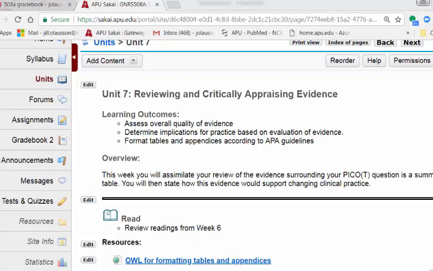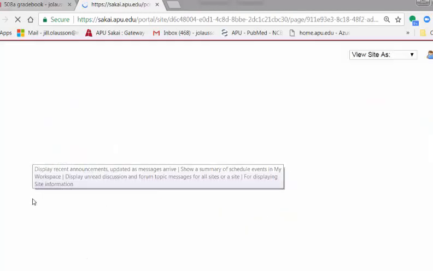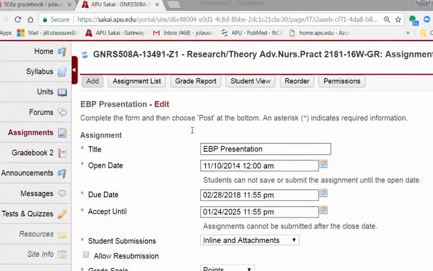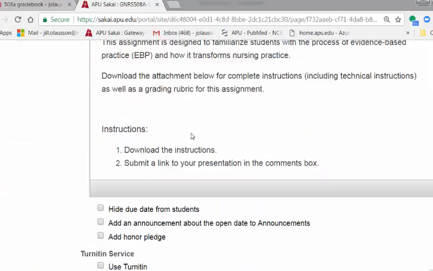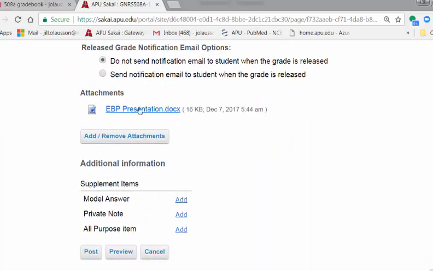So we're going to be talking about the evidence-based practice presentation assignment. If we go into the assignments, my screen might look a little different from yours, but at the bottom we have this evidence-based presentation document that will give you instructions on how to do this.